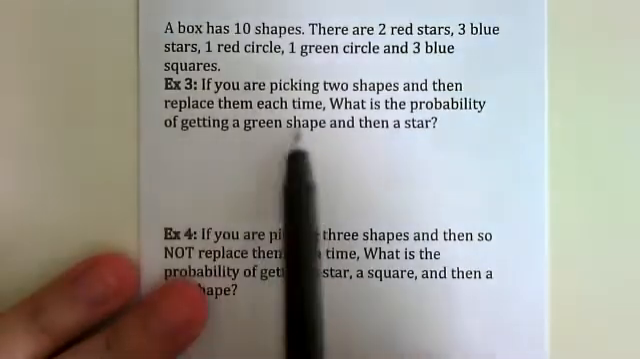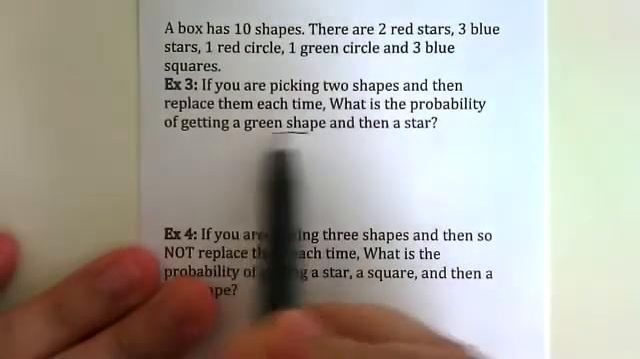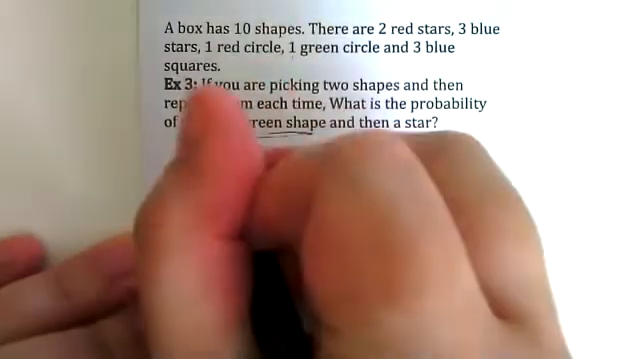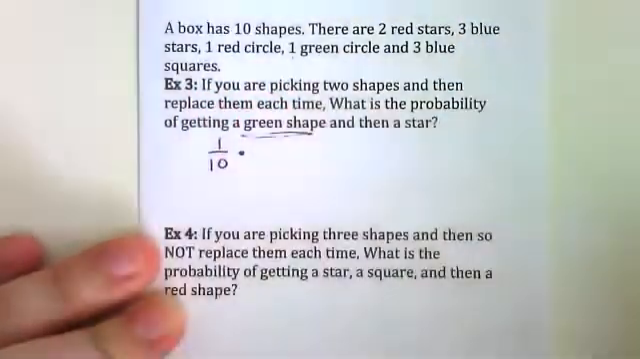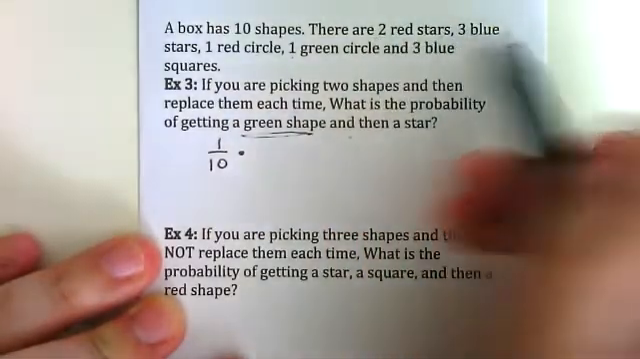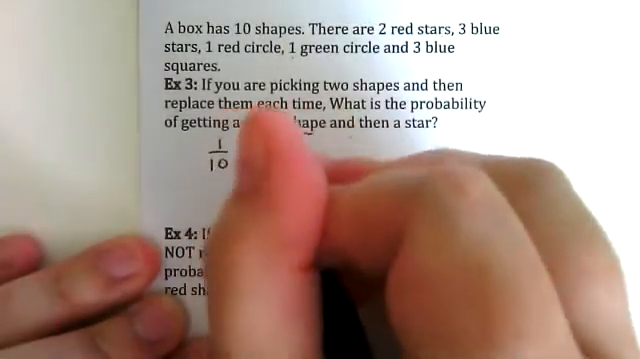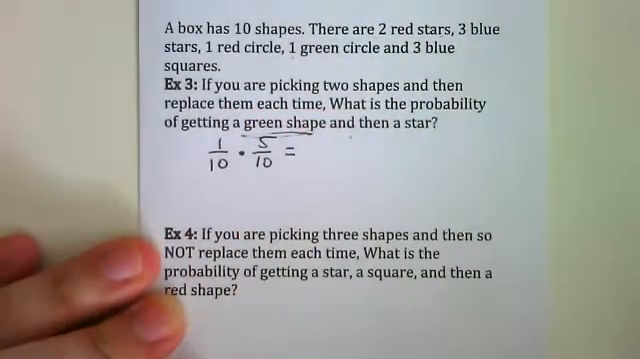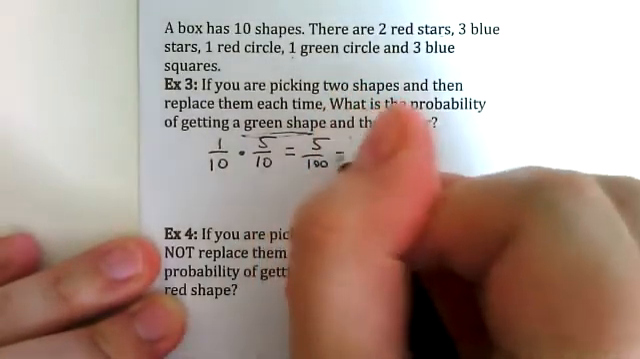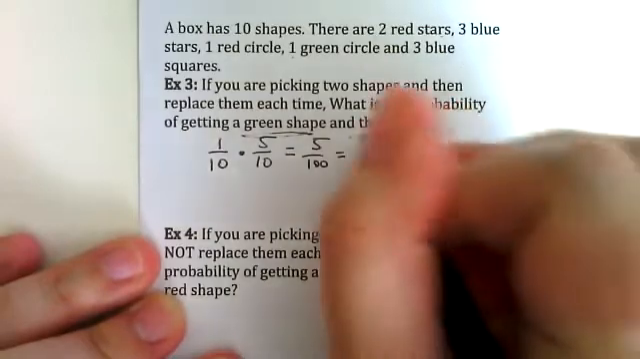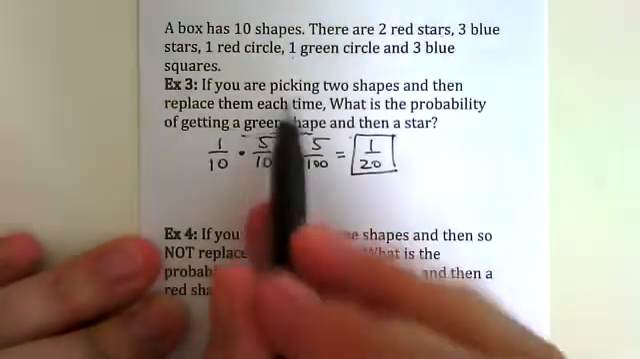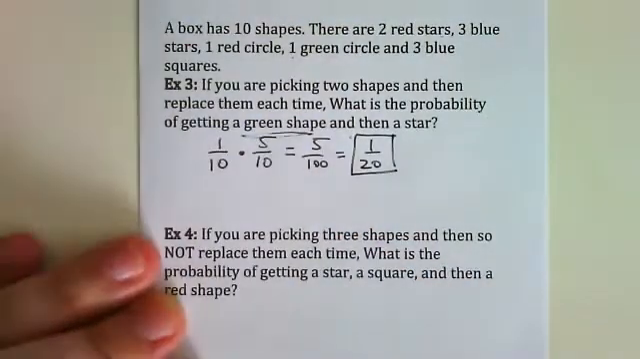What is the probability of getting a green shape and then a star? So we're going to find green shape first. Okay, so there is 1 out of 10 green times. Now I'm looking for a star. So I've got 2 red stars and 3 blue stars. So I have 5 out of 10 are stars. So now I'm just multiplying across. 5 out of 100. Divide those both by 5, I get 1 out of 20. Okay, and again, the total didn't change because I'm putting them back. So that's an independent event.